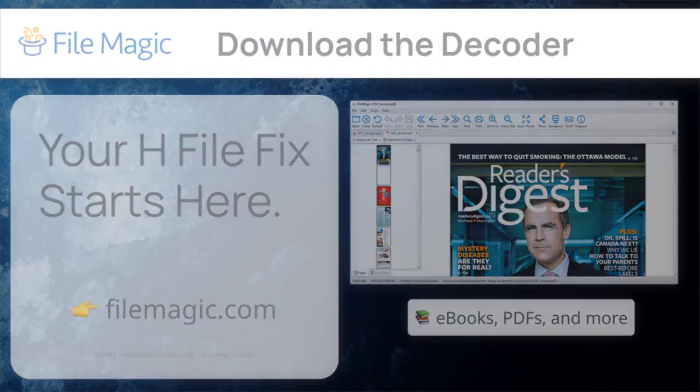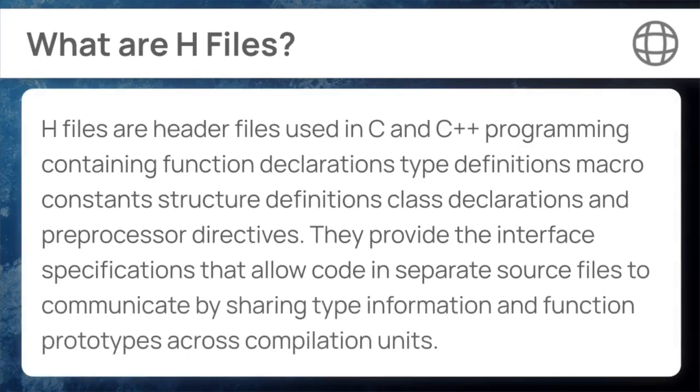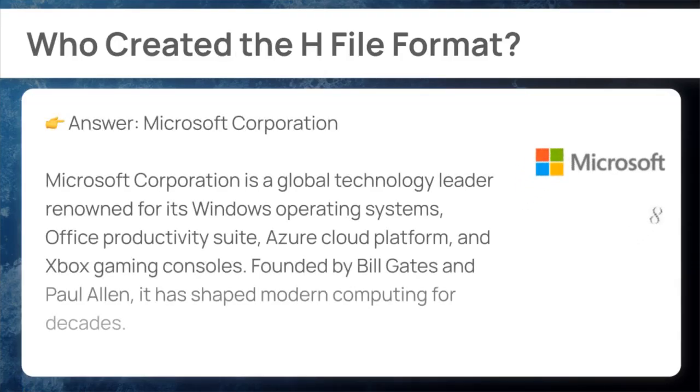H files are header files used in C and C++ programming, containing function declarations, type definitions, macro constants, structure definitions, class declarations, and preprocessor directives. They provide the interface specifications that allow code in separate source files to communicate by sharing type information and function prototypes across compilation units.